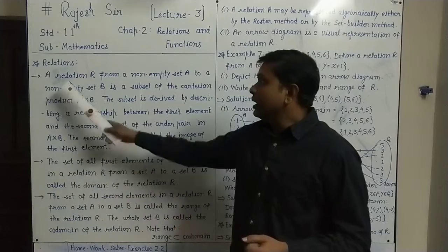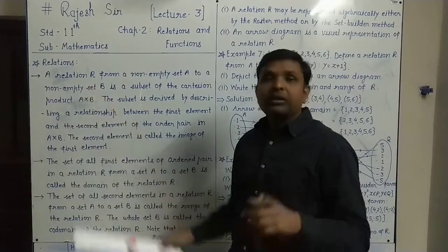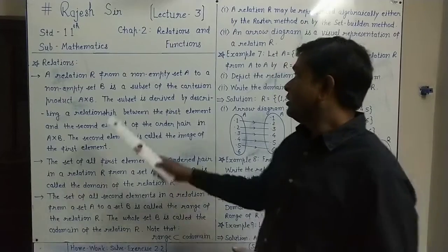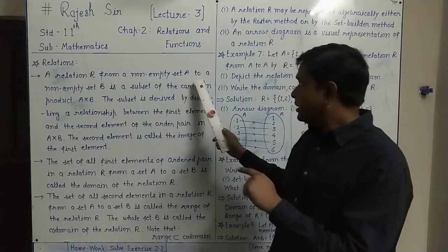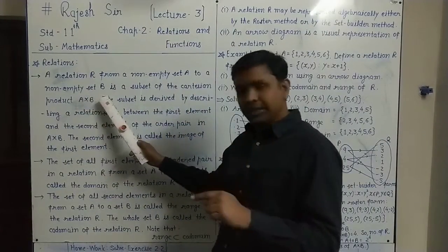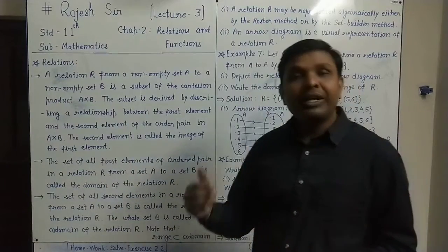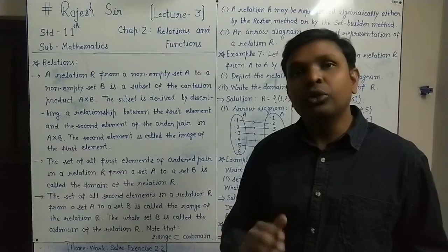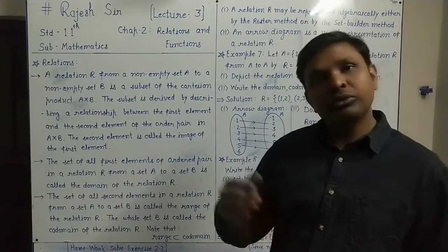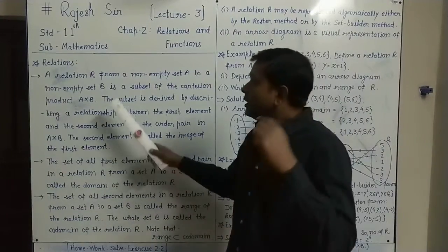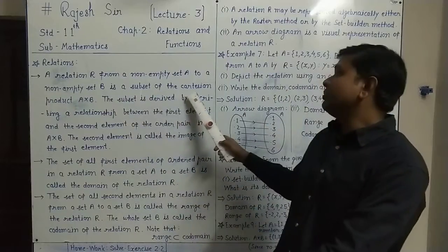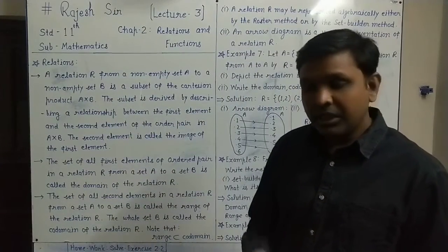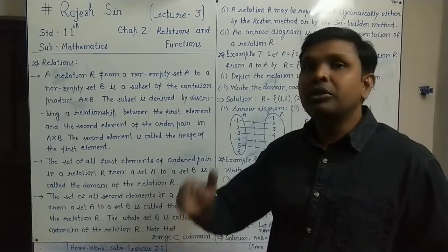Now here a relation R, we will denote the relation by capital R, from a non-empty set A to a non-empty set B. If we are going to define a relation between the two sets A and B, which are both non-empty sets, from A to B, it is actually a subset of the Cartesian product A cross B. What is the relation? It is a subset of the Cartesian product A cross B.